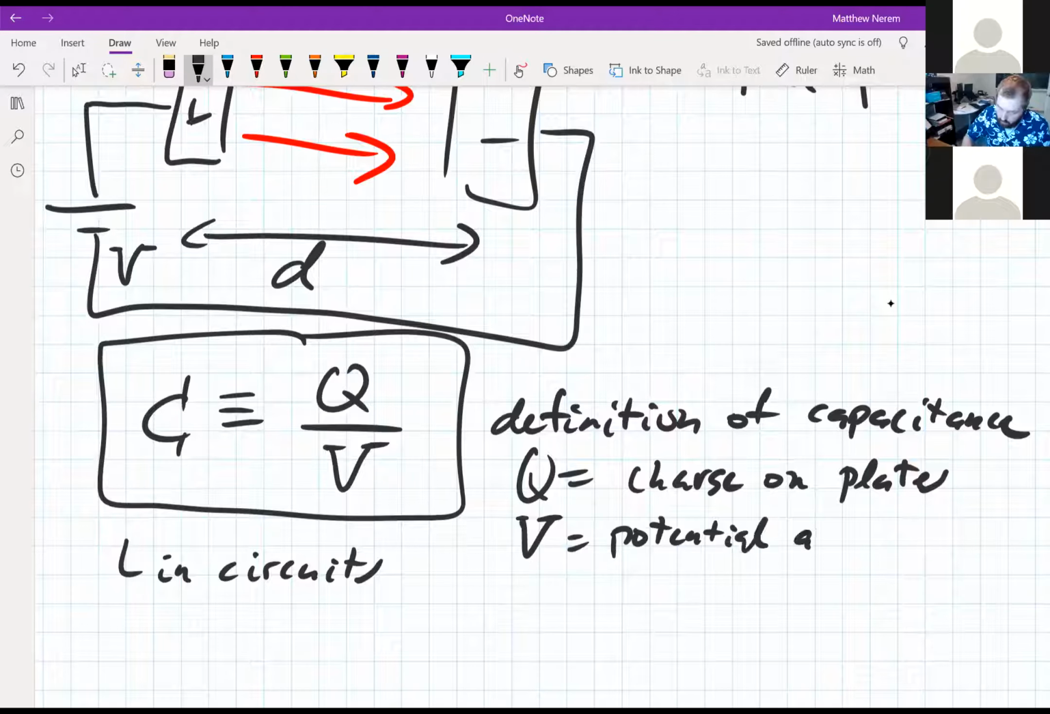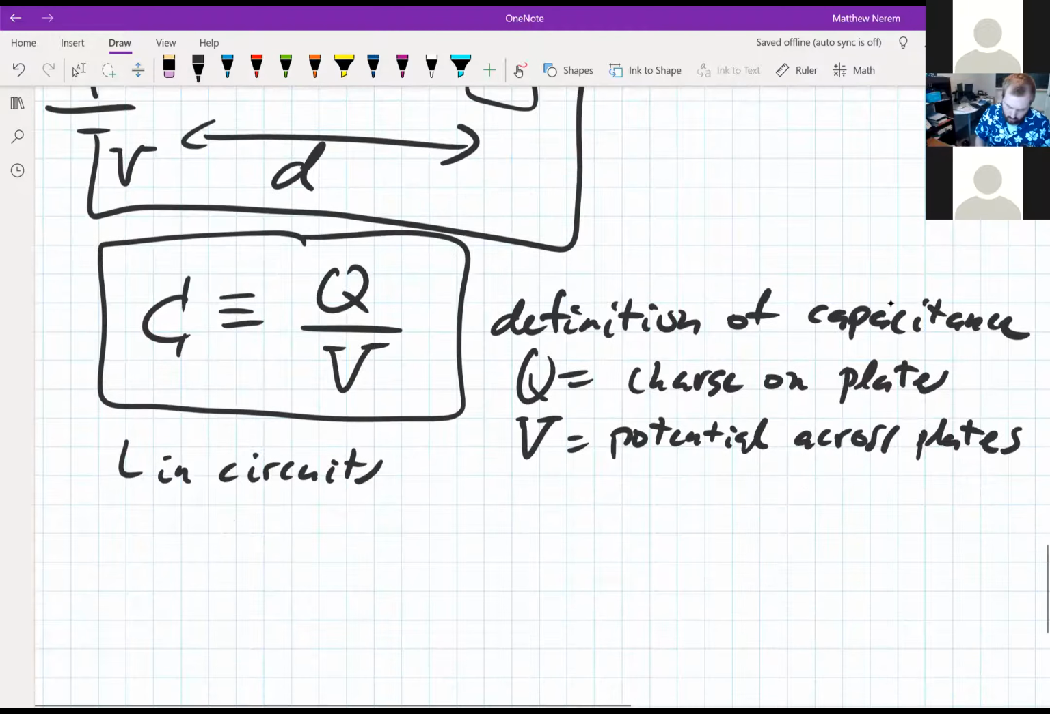Professor, you have a question in chat. Yep, saw it. So Q is the charge on plates. V is the potential across the plates. Just go back. Okay, I think we're caught up.